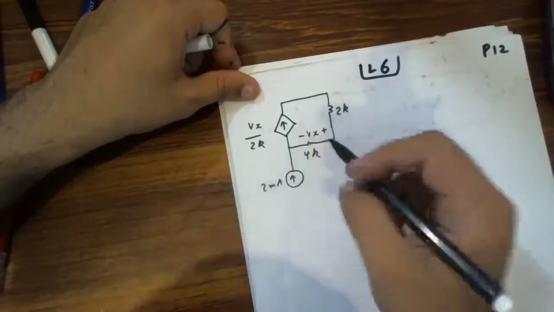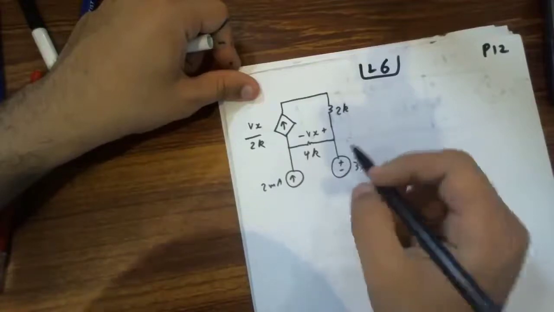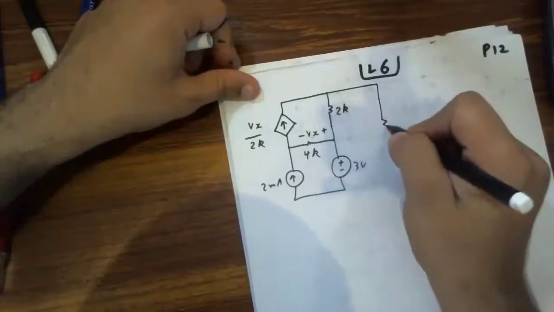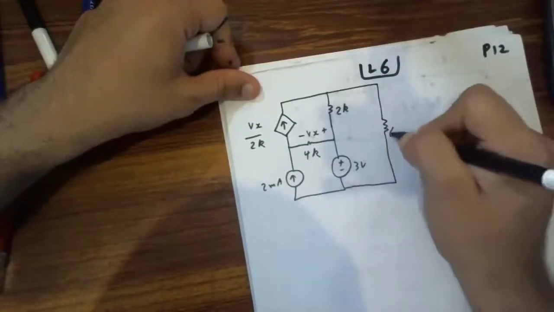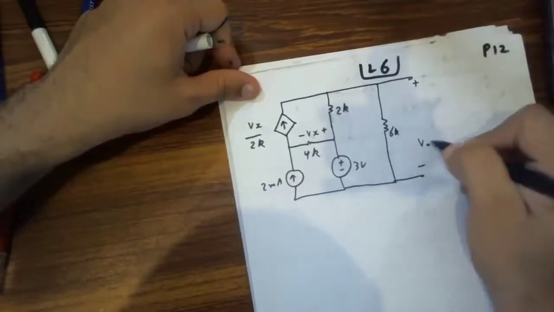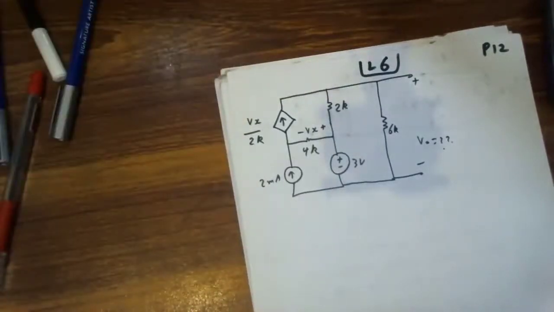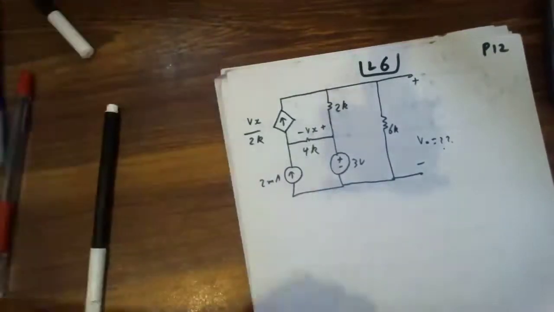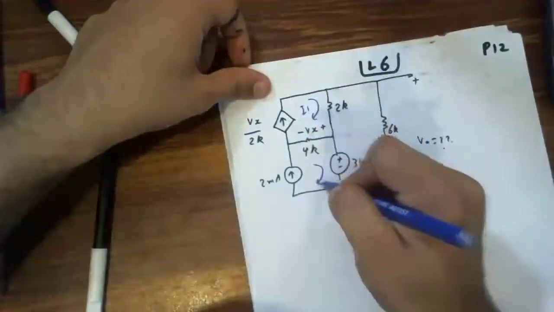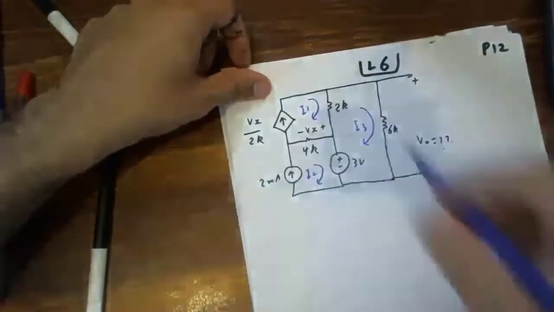We have a 2 milliampere current source. We have a 3 volt voltage source. And then we have a 6 kilo ohm resistor here. And the output voltage is what we need to find out by using the mesh analysis. In the very first step, I will form the meshes. So this is I1, this is I2, and say this is I3.